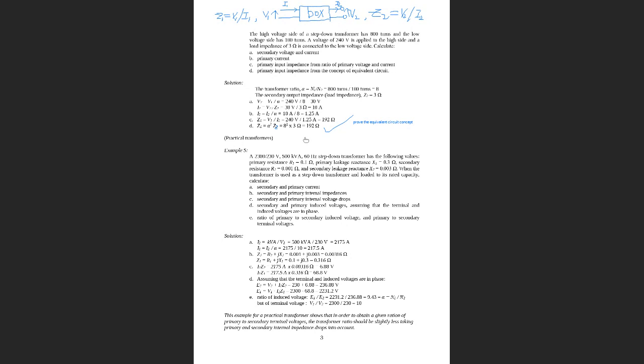Example 4 focuses on impedance issues: how to define the equivalent impedance referred to one side or the other side of the transformer.